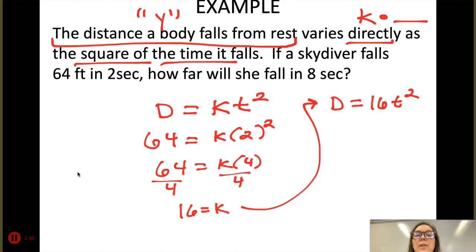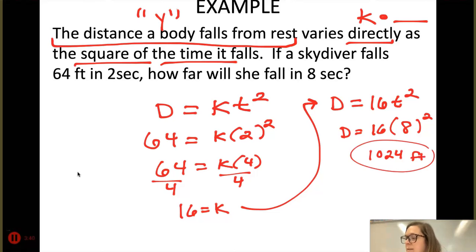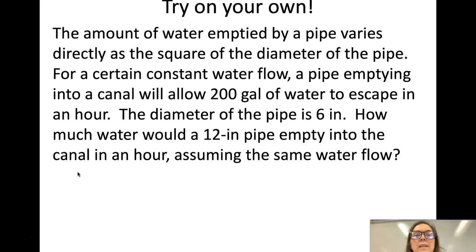So we want to know how far she will fall in 8 seconds. Well, that's time, so I'm going to put that in for t. So my distance is going to be 16 times 8 squared, which is 64, so 1,024 feet. Okay, all right, so try this one on your own.